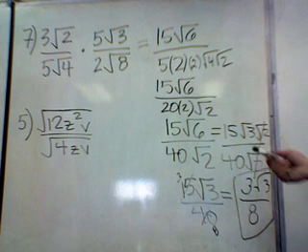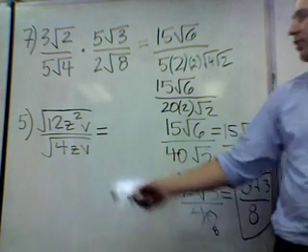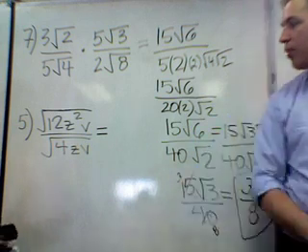I know we went quickly, but we've done this one before, so you have to pay attention and write this down. This one is number 5: the root of 12z squared v over the root of 4zv.